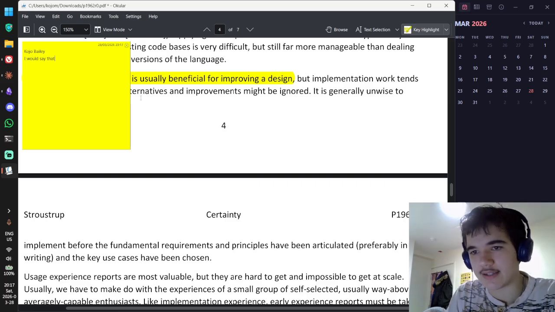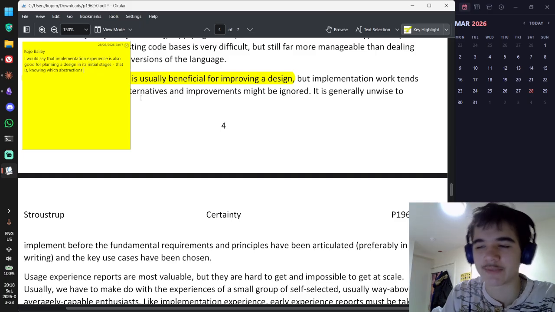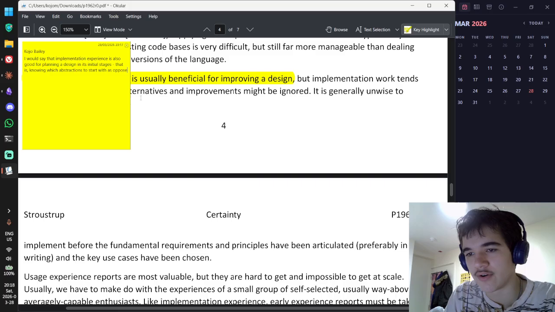I would say that implementation experience is also good for planning a design in its initial stages. That is, knowing which abstractions will work, or which abstractions to start with, as opposed to jumping straight in with no concrete goal or method.